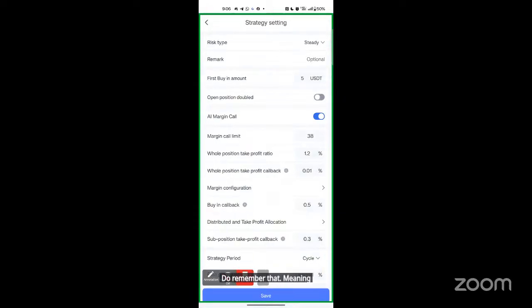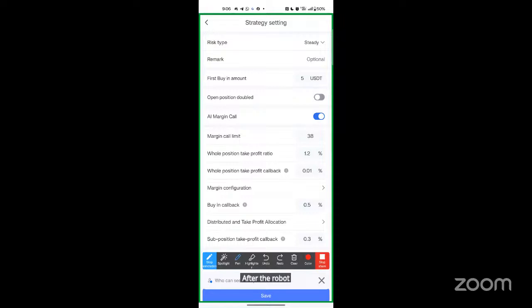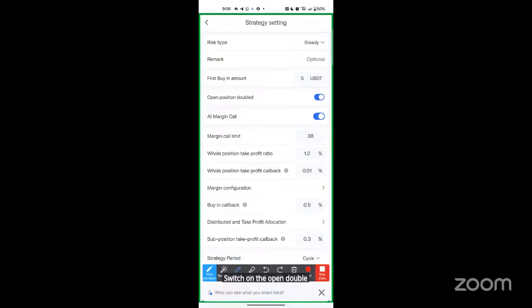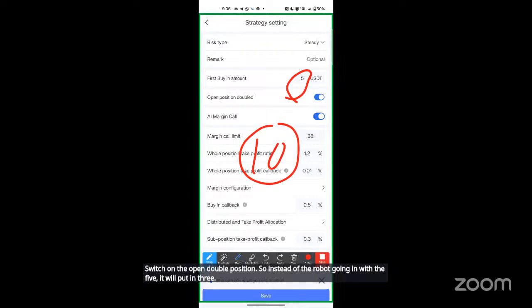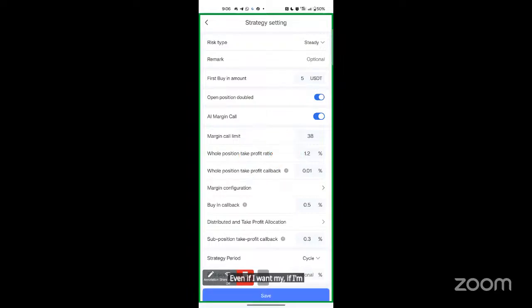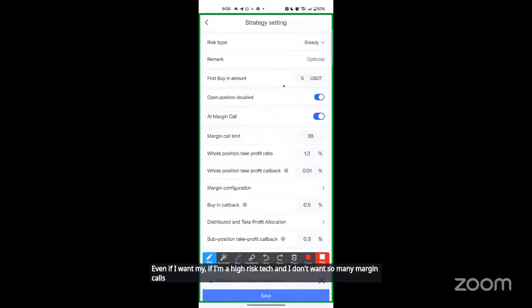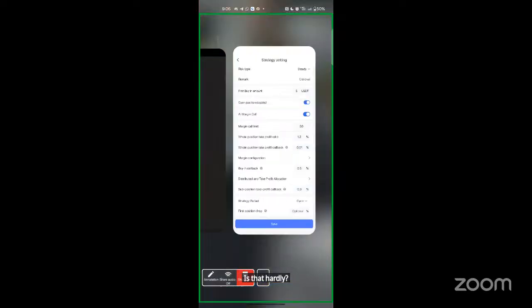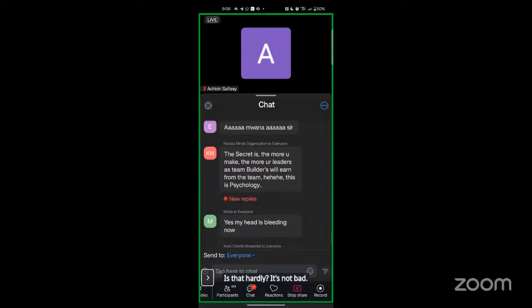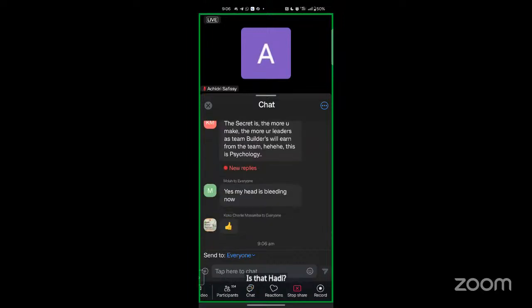Meaning that after the robot has bought 4 times, what do I need to do? Switch on the open double position. So instead of the robot going in with 5, it will put in 10. Even if I'm a high risk taker, I don't want so many margin calls, switch on open double position so that instead of the robot putting in 5, it puts in 10. Is that hard?